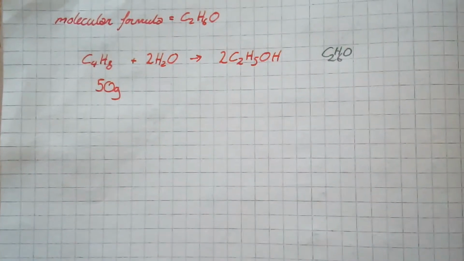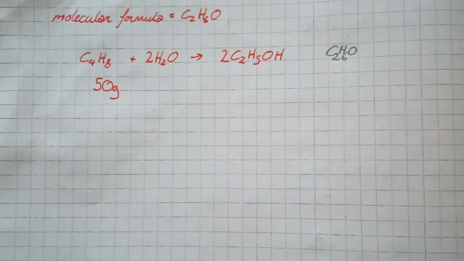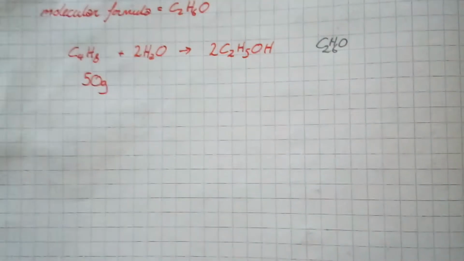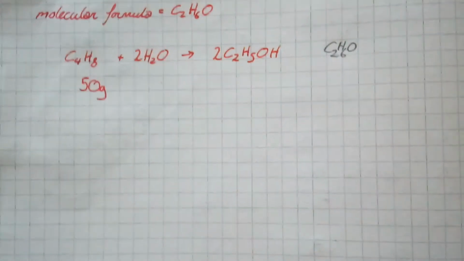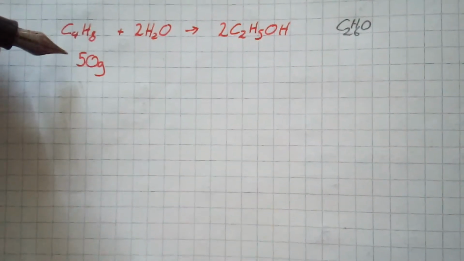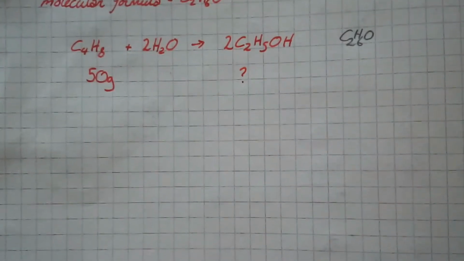So just remember, at any time, feel free to pause the video and work this out along with me. This isn't just to show you what to do, it's to give you a hint, let you do a bit and then check your answer. So first thing we're going to do, we know we've got 50 grams, but that's all we know, and we want to find out how much ethanol we can make.